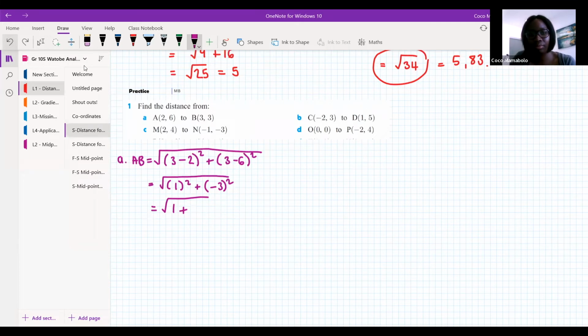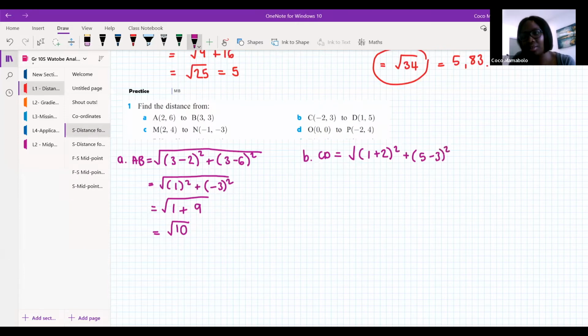Not 4. Not 4. 9. Start again. 1 plus 2 whole squared minus 3 whole squared.